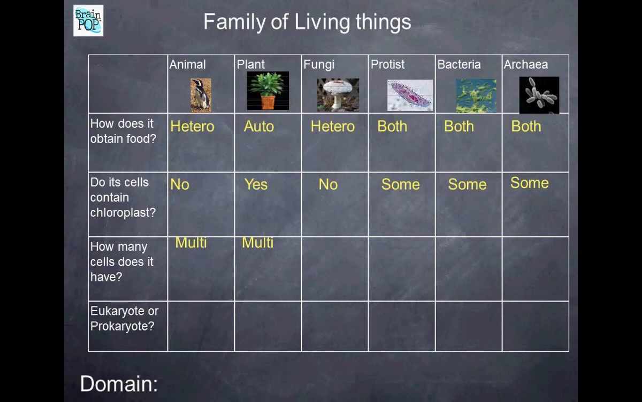How about fungi? Maggie? Some. But there are some single-celled fungi. So we're going to say multi and uni, or you could say both. How about protists? Joseph? Both. Oh no, not both. Protists are all single-celled. And so are bacteria, and so are archaea. They're all single-celled organisms.